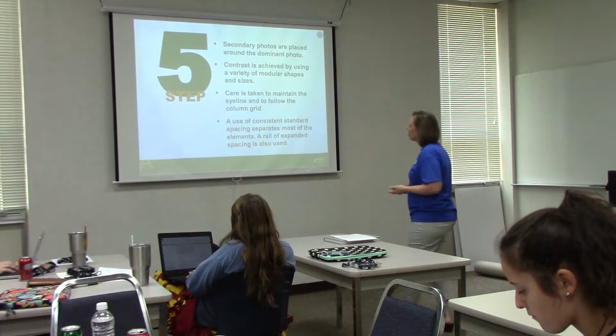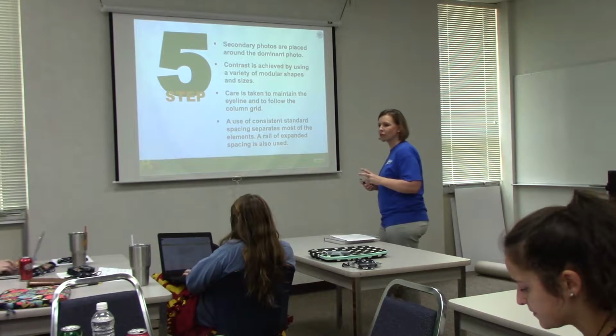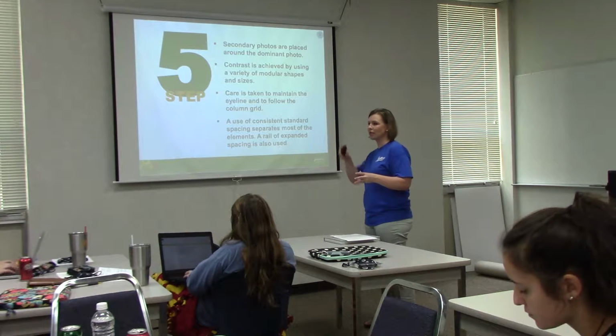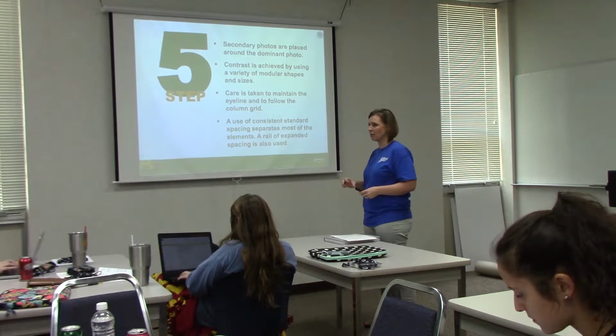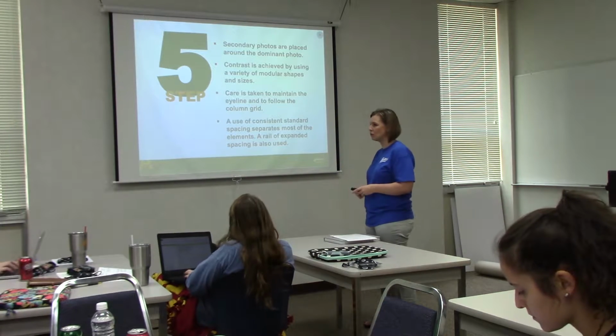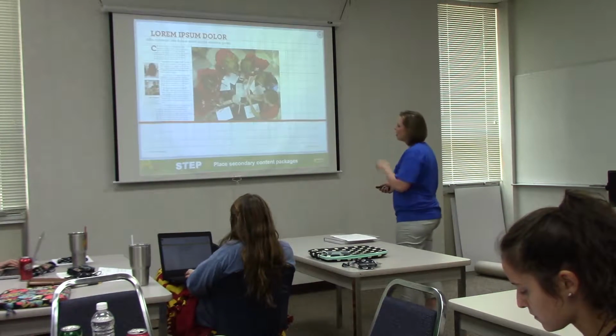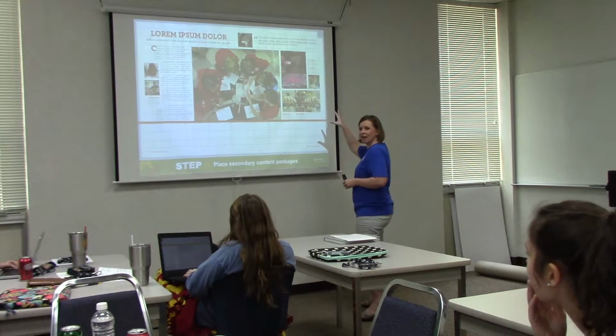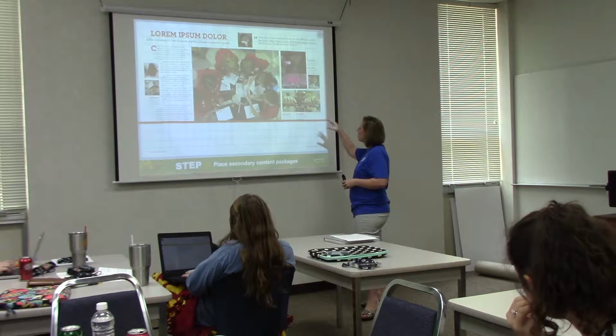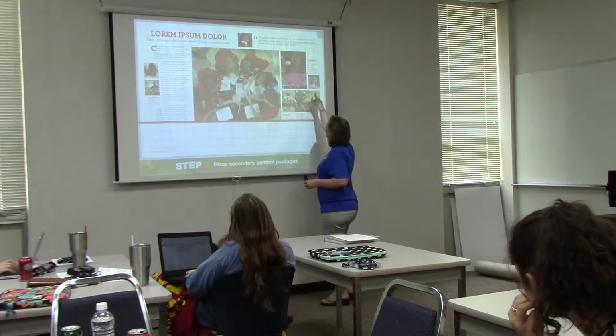Secondary photos are going to be placed, and you want to make sure that you have a variety of size and shape when you place your other photos around. Not box, box, box, box, box, paste, paste, paste, the same exact thing. Don't do that. We need to have some variety. So notice how they achieve that here. See the variety of shape and size and how that makes it so much more interesting. But look, everything fits in the columns.